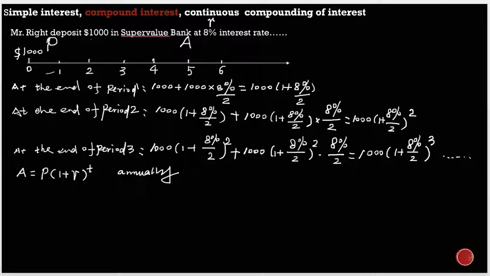Do you see the pattern? Yes. How much will Mr. Wright get at the end of period 6? You just replace 3 by the number 6.